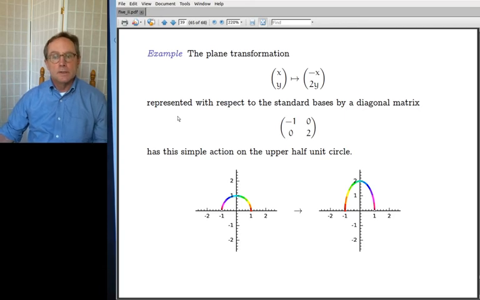Really only another example or two just to illustrate what can happen. Here's the plane transformation that we did in the check-in. You remember x goes to minus x, y goes to 2y. The transformation was pretty straightforward, and it came up with a diagonal matrix, so it was easy to understand. In particular, it has a pretty simple action on the upper half circle. You can see, for example, that the green vector at x equals 0, y equals 1 gets doubled. Of course it does. Look at what happens at x equals 0, y equals 1. The green vector is now twice as tall as it was before.